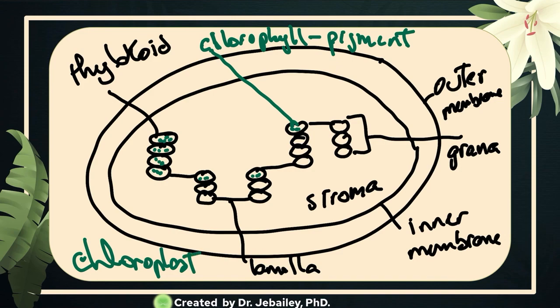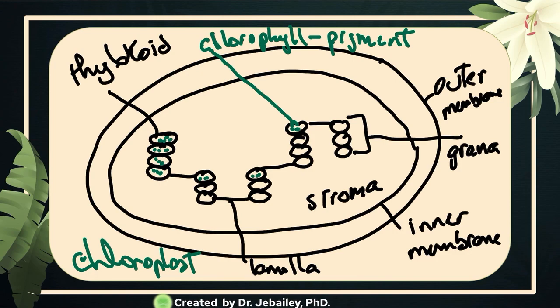So this is a picture of the chloroplast, and you should be very, very aware of how to draw the chloroplast and label it all, okay? Because I'm going to be talking about photosynthesis, and photosynthesis has two processes. One of them is the light-dependent reaction and the other is the light-independent reaction.